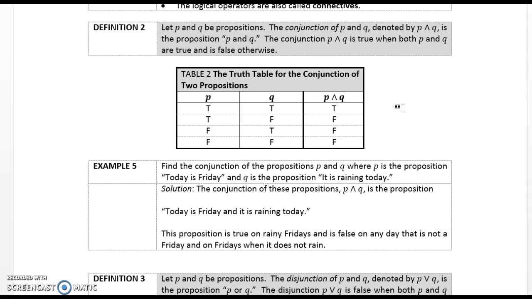Table 2 shows the truth value for the conjunction of two propositions. When P and Q are true, then the conjunction P and Q is true. Otherwise, it is false.